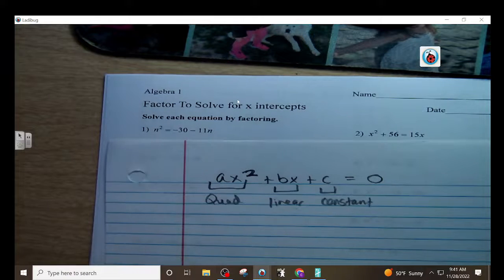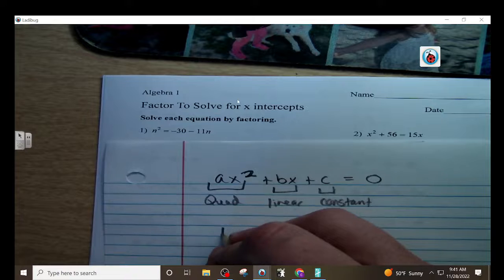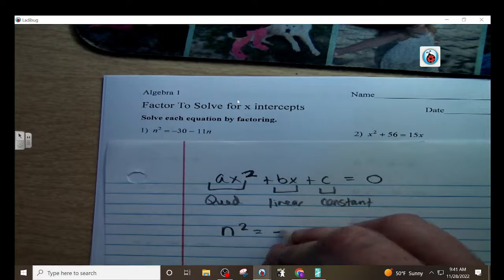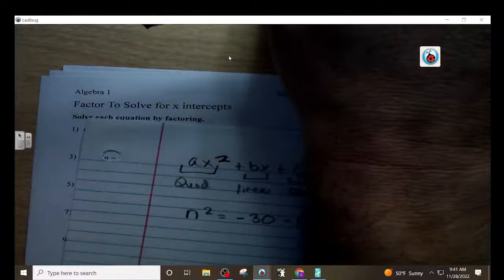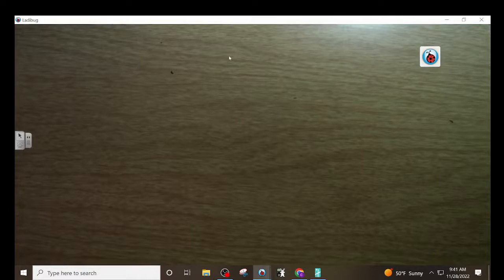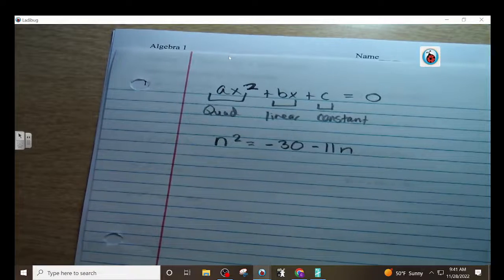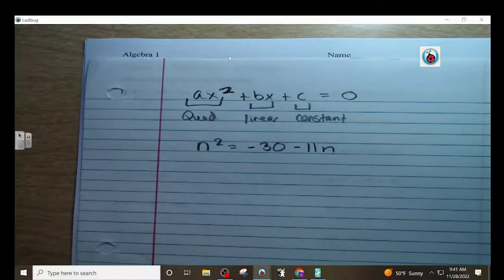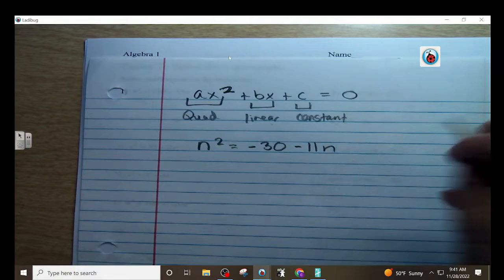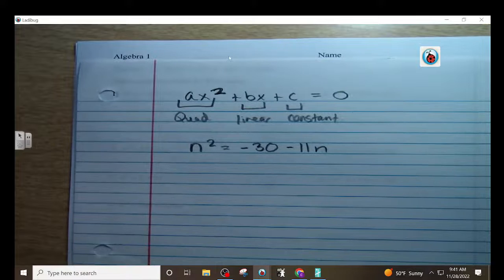All right. So what we have first is n squared equals negative 30 minus 11n. Guys, when it's like this, you can't do anything with it. You can't take the square root of both sides. You can't do that. So what you need to do first is get it in standard form, okay?